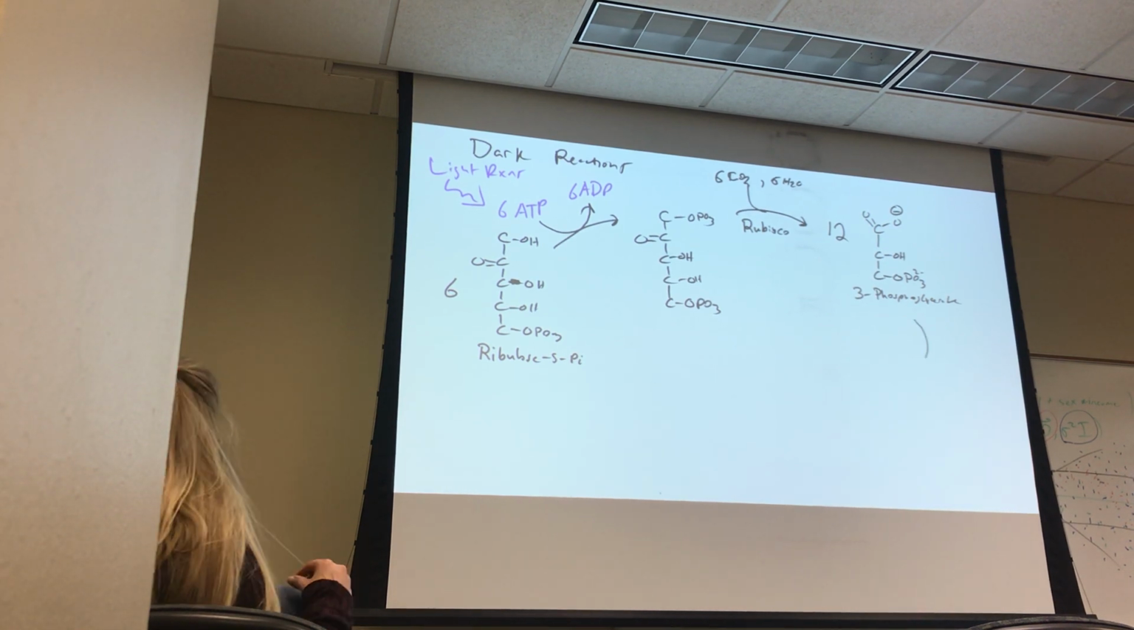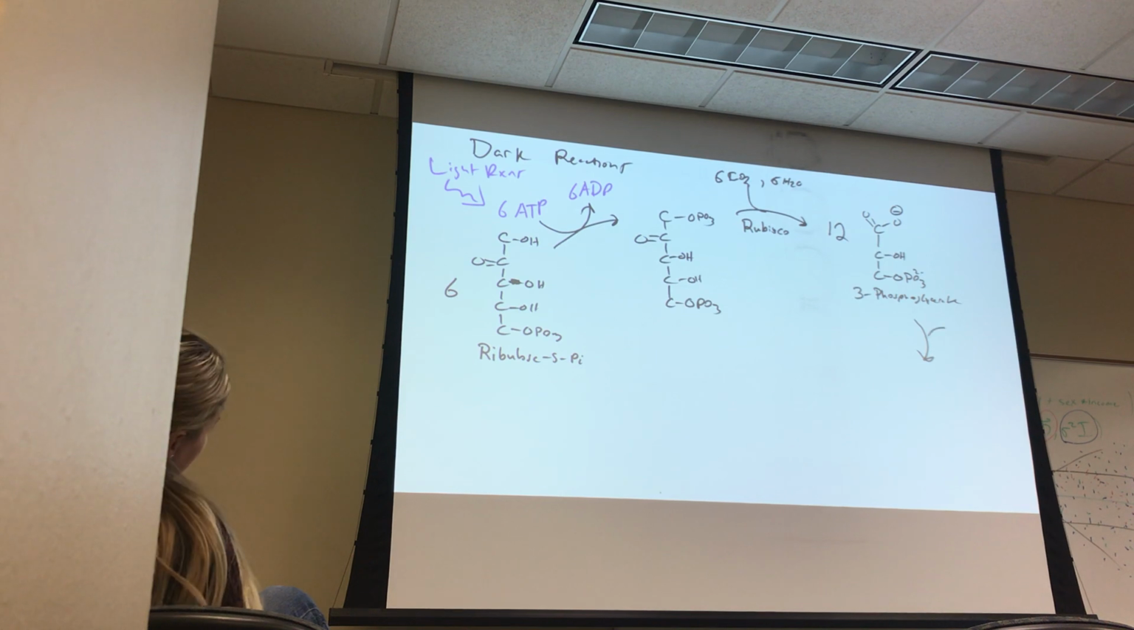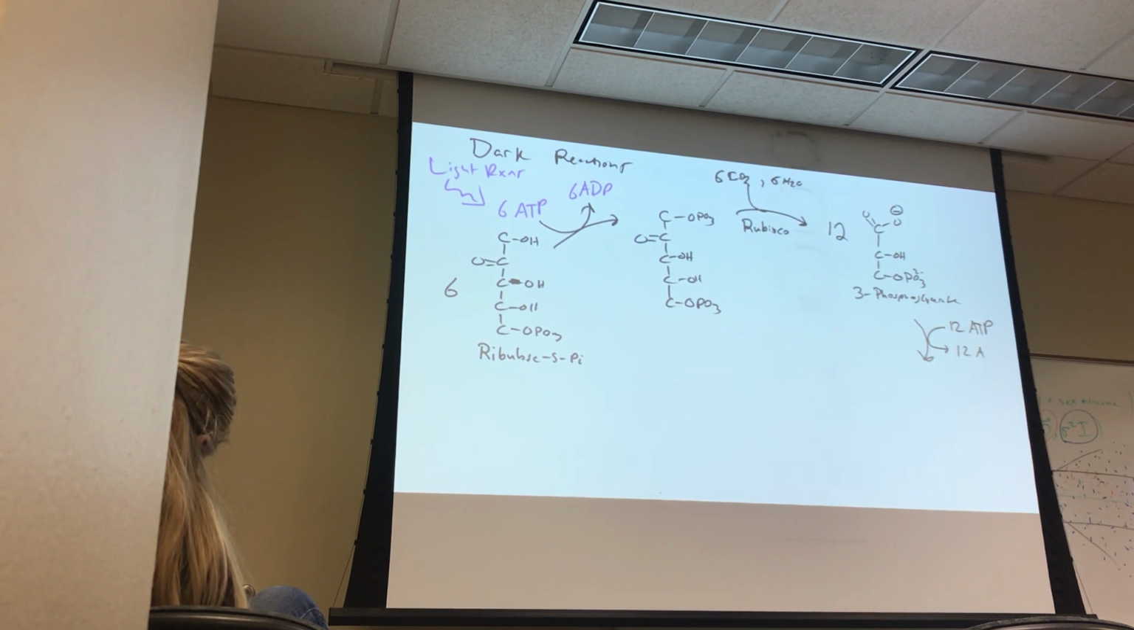So we started there. Next step, we're going to bring in some ATP. Okay, we need 12. It's expensive to synthesize glucose. We get 12 ADPs out. And then what we do is we make 1,3-bisphosphoglycerate.